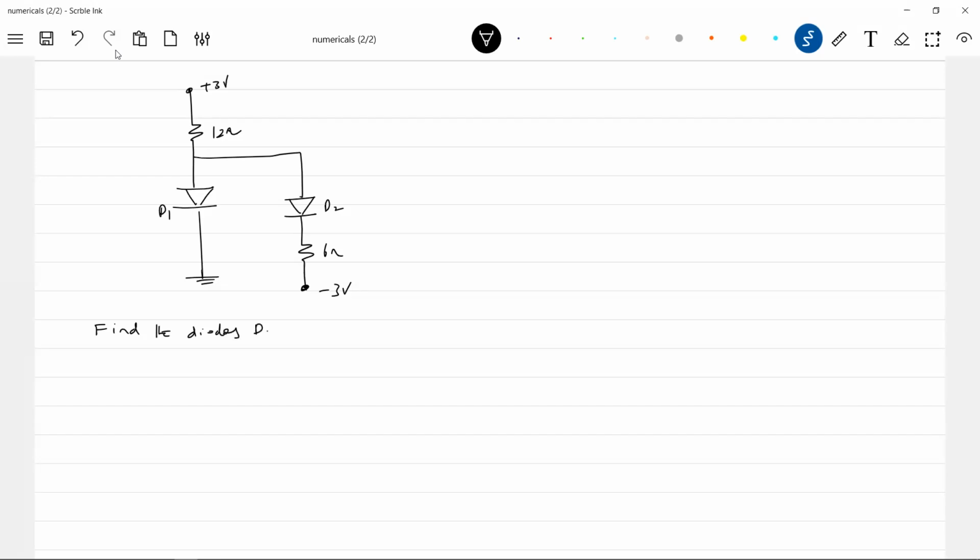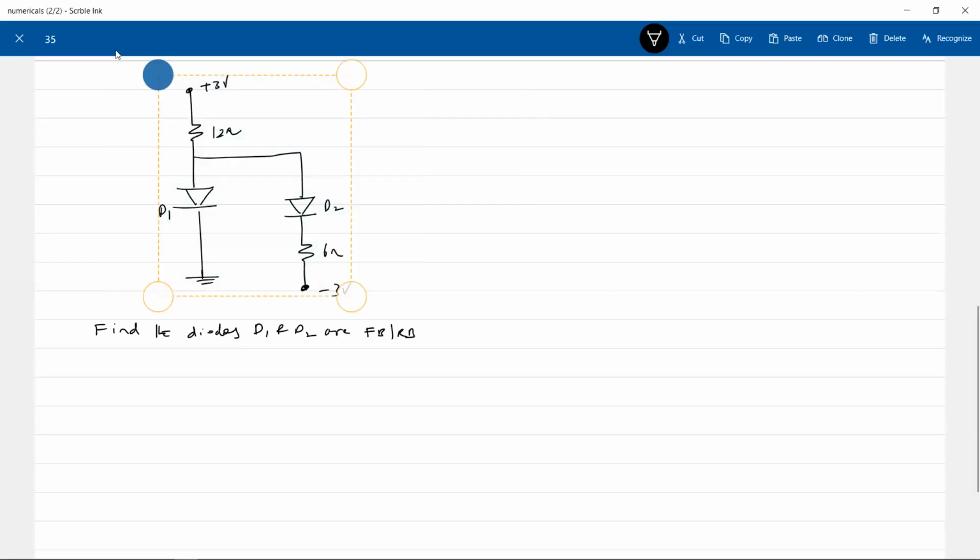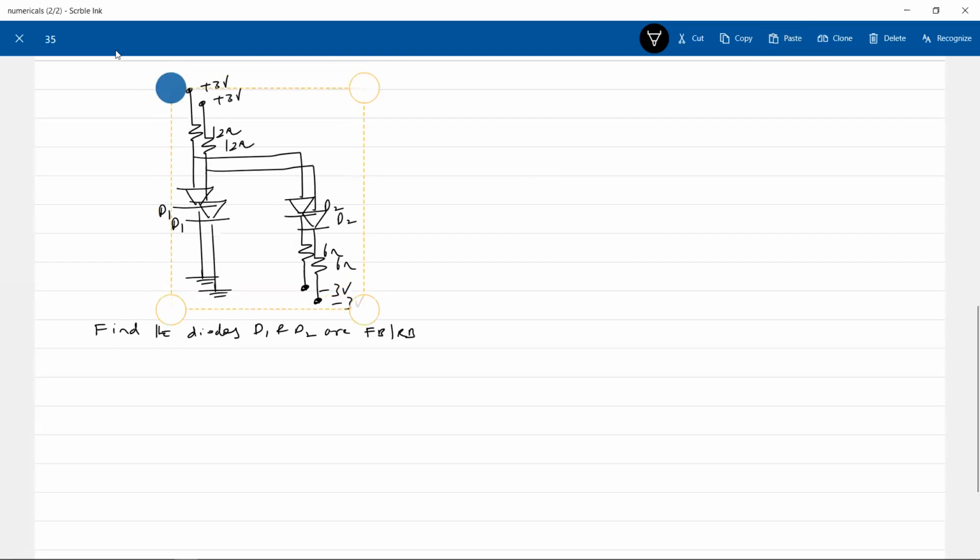Find whether the diodes D1 and D2 are forward biased or reverse biased. Okay, the same circuit. So first, we'll assume that the diodes are forward biased, and let's calculate the flow of current through them. If you find it a little difficult to assume why short circuit and all, use the same circuit.